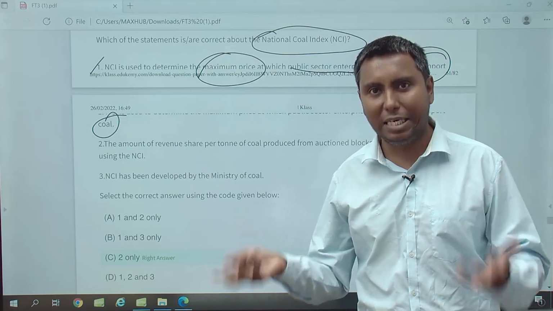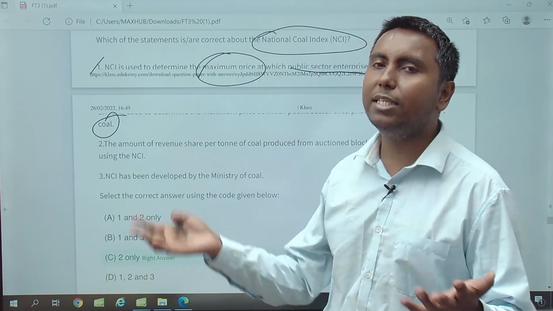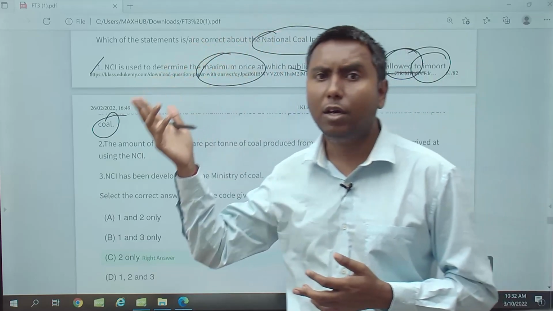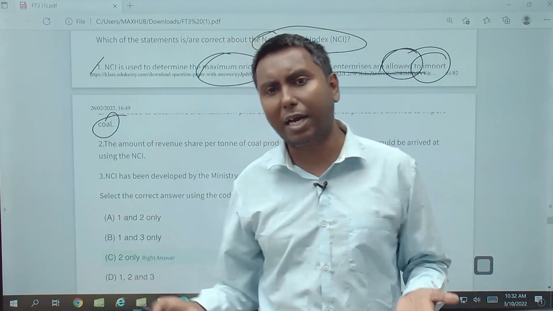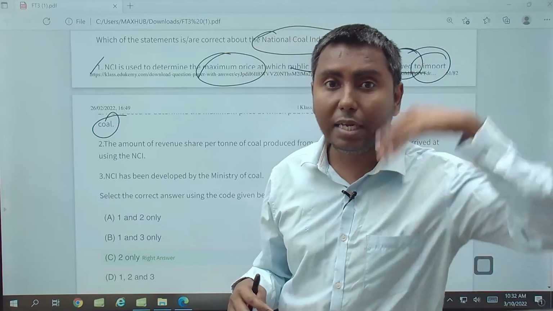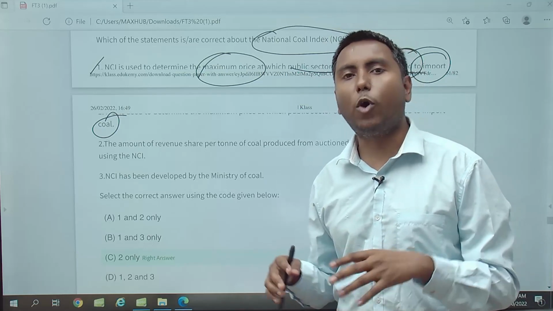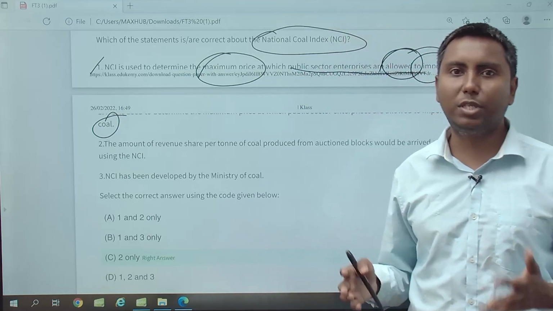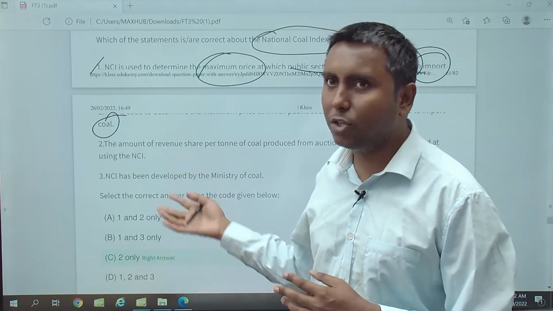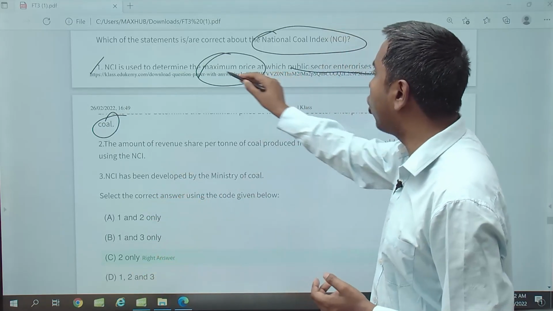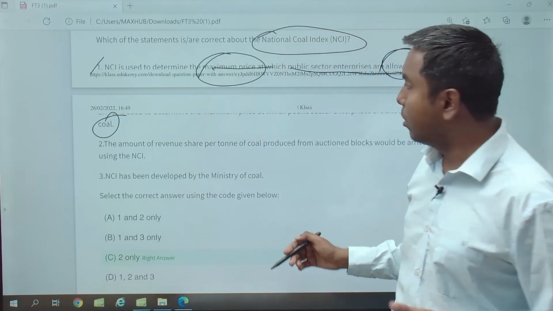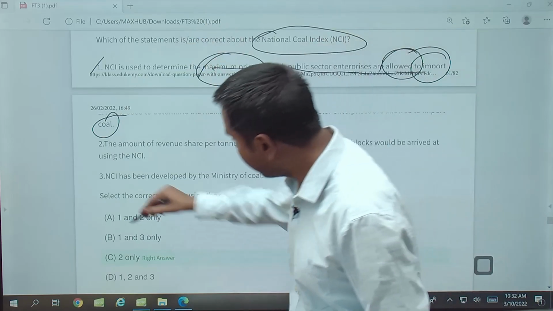Now, can government dictate that? The price in the international market is determined by market dynamics and geopolitics, so it's largely market dynamics. If the price in the international market increases, it's not possible for public sector enterprises to say they are not going to procure coal at that price, because they need coal and they have to buy it. So there cannot be a maximum price. Logically there cannot be a maximum price. So statement number 1 is incorrect by logic.